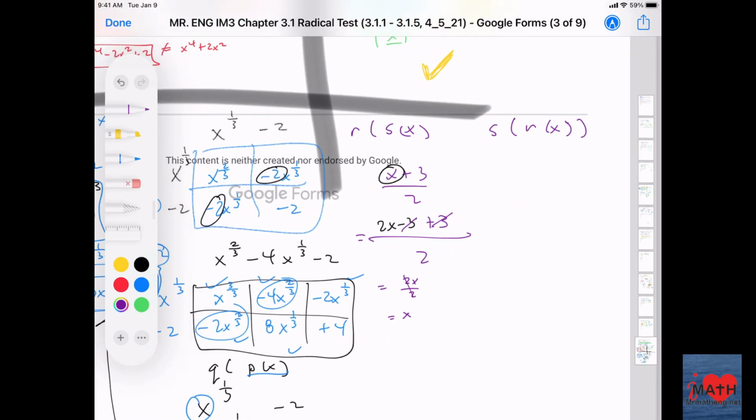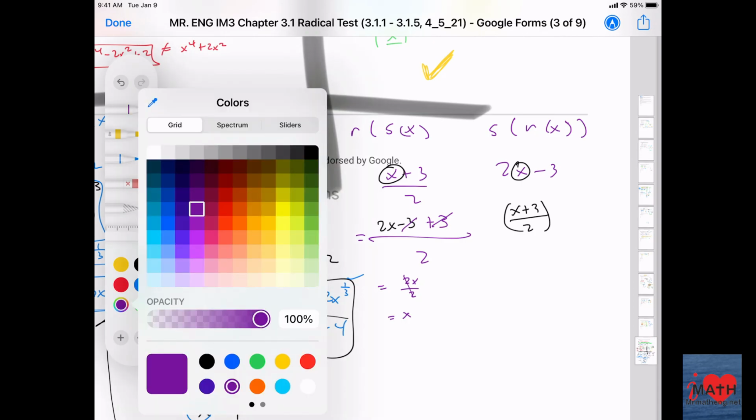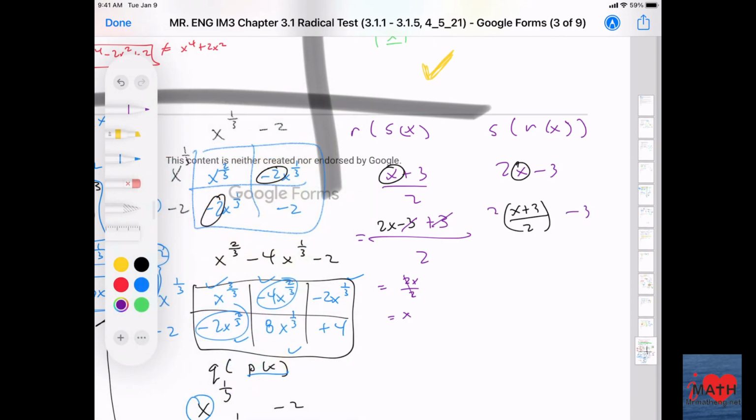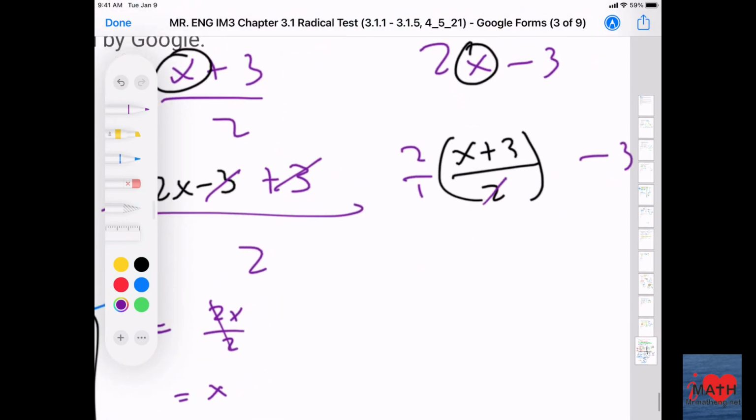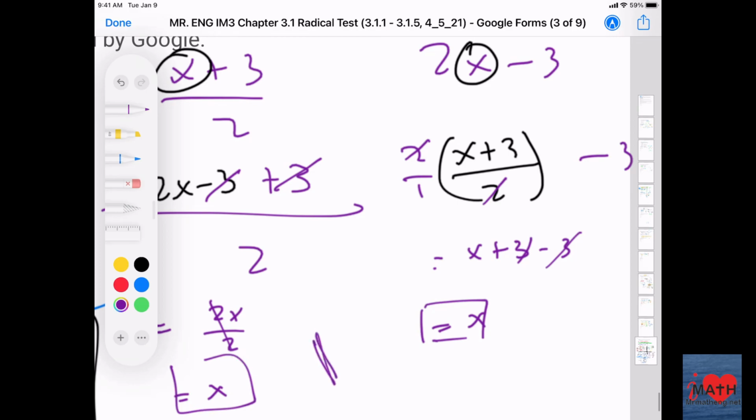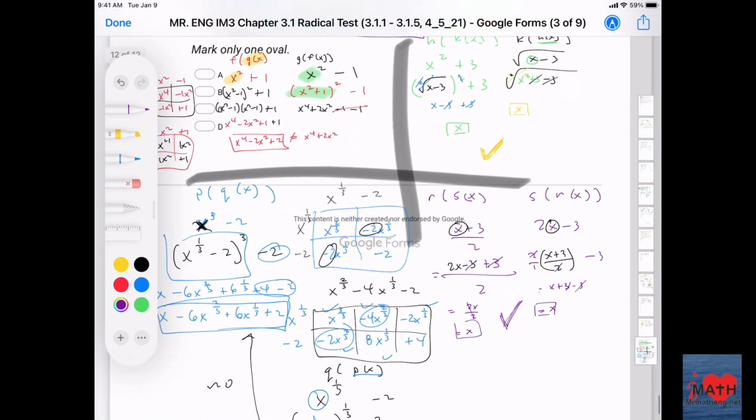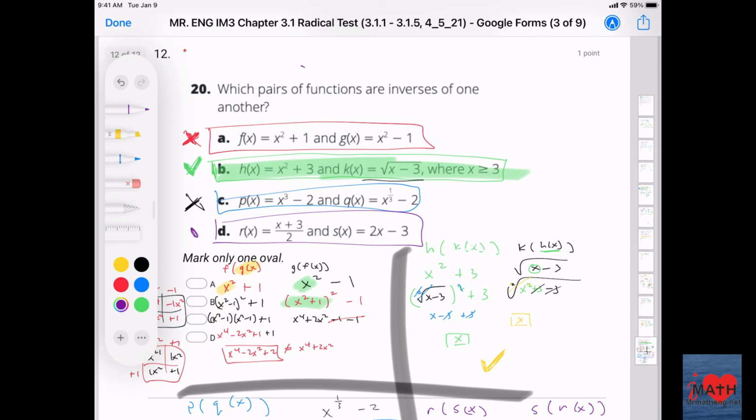Alright, over here, s is 2x minus 3. And this x value is x plus 3 over 2. Okay, what does that mean? Multiply by 2 minus 3. Here, cancel these factors. You're left with x plus 3 minus 3. And that one equals x. Good. Which means that D works. So our answers are either B or D for number 20. Hopefully that was helpful. See you guys.